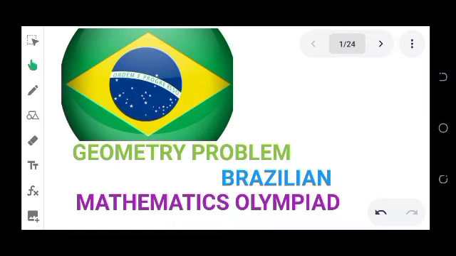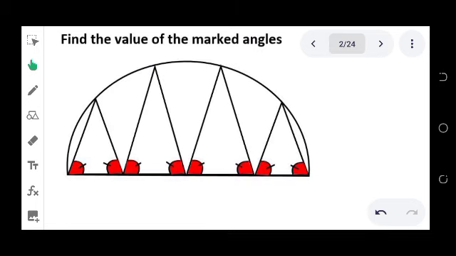Good day, everyone. Let's try to solve this geometry problem from the Brazilian Mathematics Olympiad. And here is the problem. We're given a semicircle with inscribed triangles in it. We're going to find the value of the mark angles.